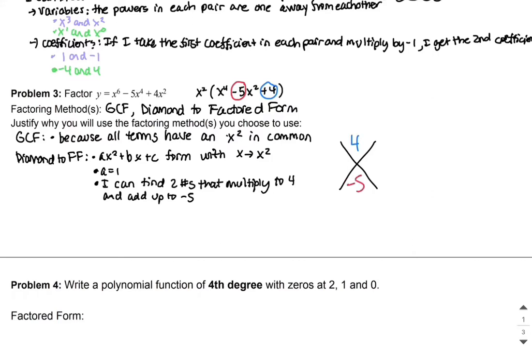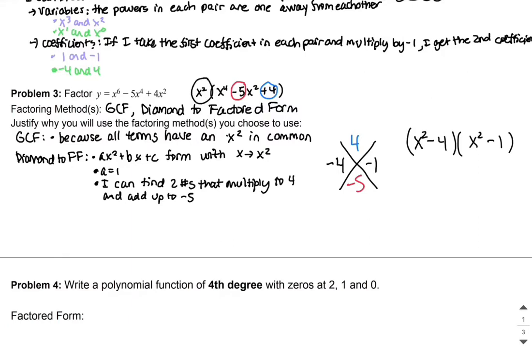Those numbers are -4 and -1, which means in my factored form, because I can go directly to factored form, those are going to be the constants in my parentheses. So I have -4 and -1. But what goes here? Normally I would put x if I had ax squared plus bx plus c form, but now I'm substituting x with x squared, so x squared goes here, and x squared goes here.